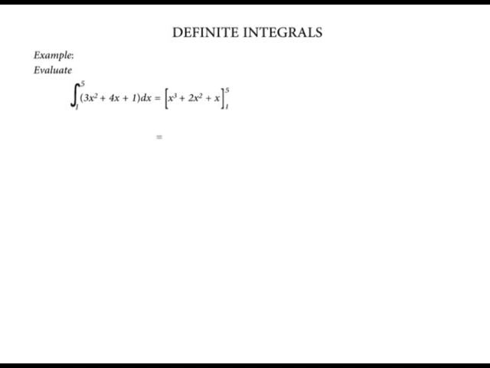Then we substitute and subtract. So to get the integral value for the upper limit, we substitute 5 into the integral function. So 5 cubed plus 2 times 5 squared plus 5 in one square bracket minus, to get the integral value for the lower limit, we substitute 1 into the integral function. So 1 cubed plus 2 times 1 squared plus 1. So we shall have 125 plus 50 plus 5 minus 1 plus 2 plus 1. That gives us 180 minus 4. And that gives us 176.